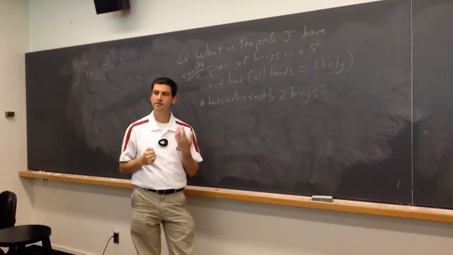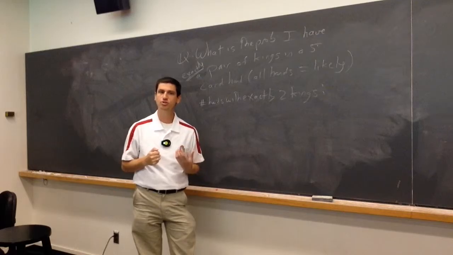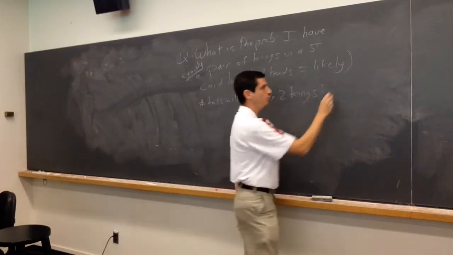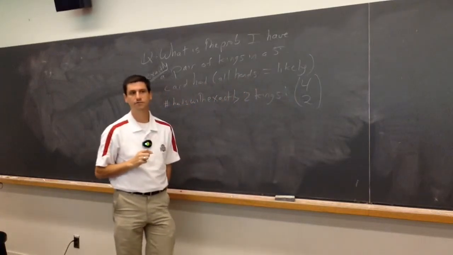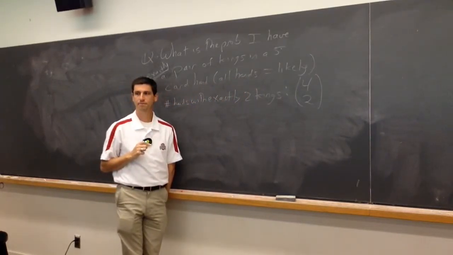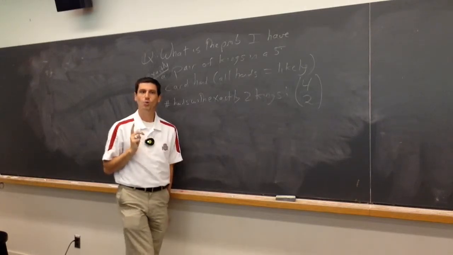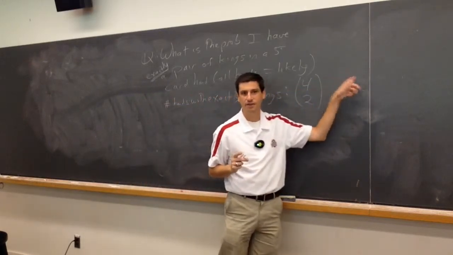I've got to form a hand of 5. I have to choose 2 of the kings. There are 4 possible kings. I choose 2 of them. How many cards are left to choose from? 48. Why 48? We don't want to accidentally choose cards from the kings.